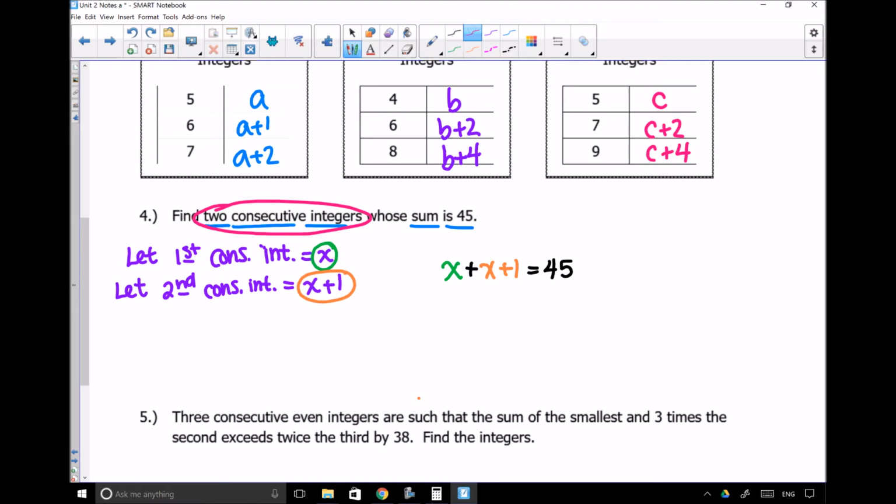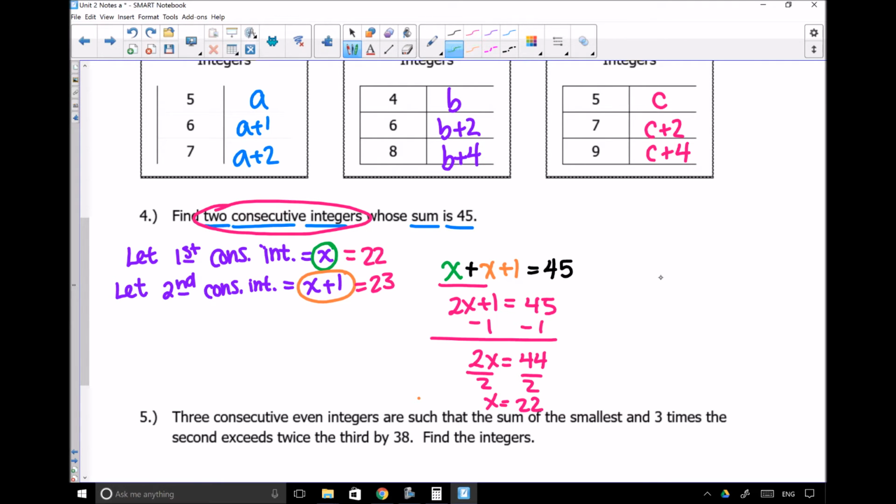Okay, so let's go ahead and do that. x plus x is 2x. 2x plus 1 equals 45. Subtract the 1 from both sides. You end up getting 2x equals 44. Divide both sides by 2, so I get x equals 22. Therefore, my first integer is 22, and my second one is 23. And if you add those together, you do get 45, so it works for us. So we can say, therefore, the consecutive integers are 22 and 23.